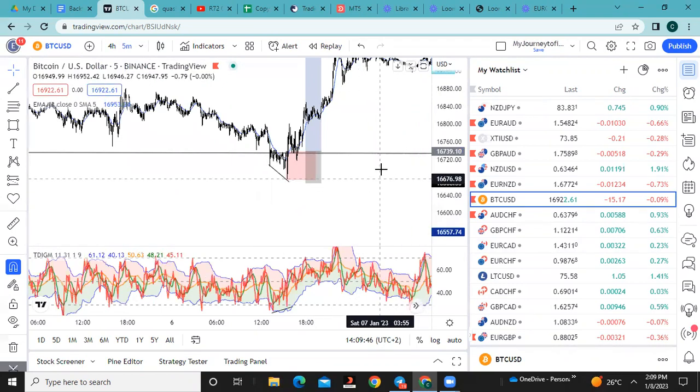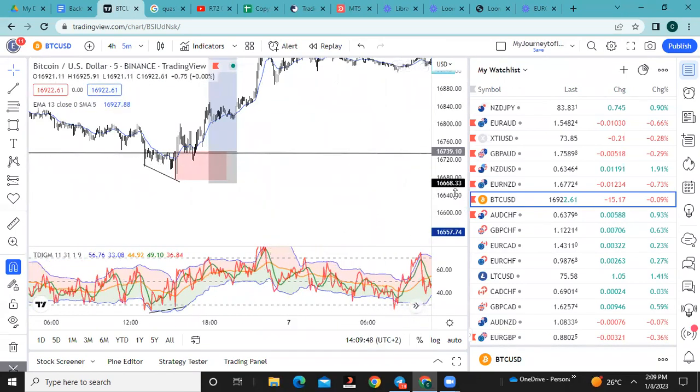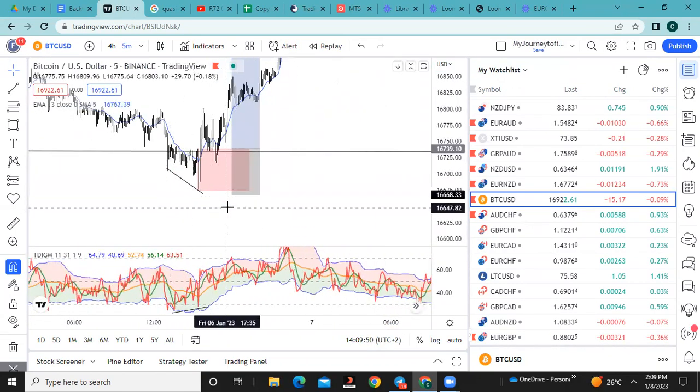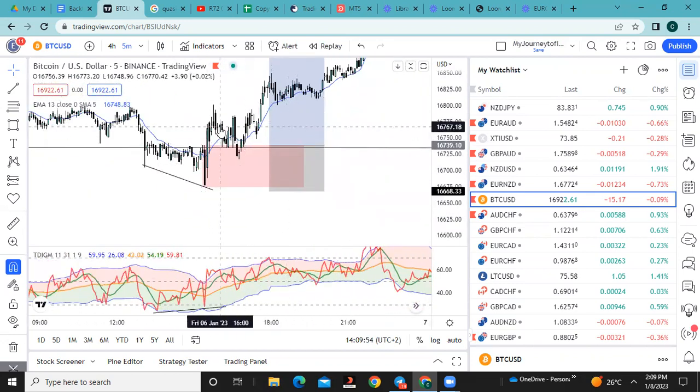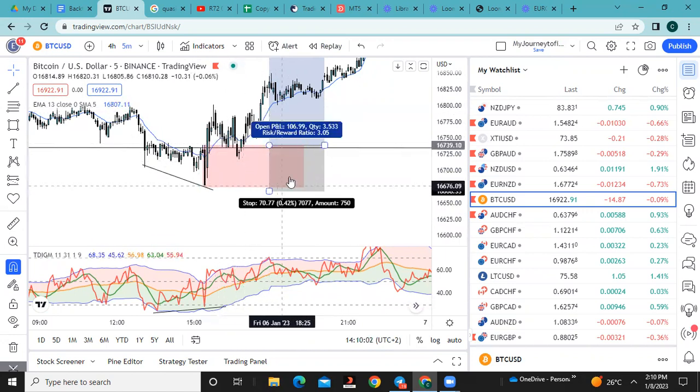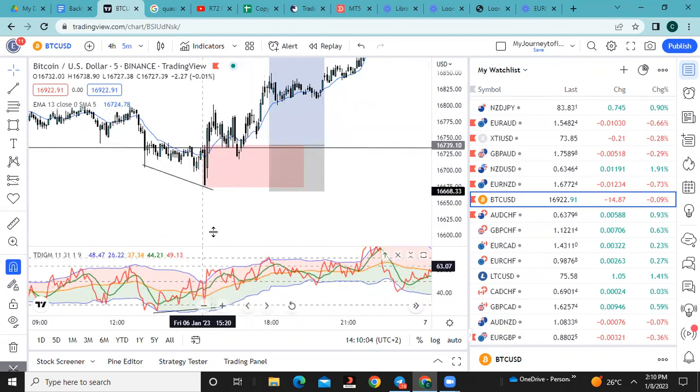This is the higher time frame, RS flip line. We've got TDI divergence check, but this candle is way too big for me to enter on candle closure below the 13 EMA. So what I probably would have done is wait for price to retrace back to this order block and then buy it there.